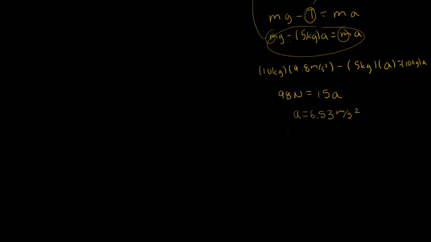So what we can do is get the equation that we wrote out earlier right here. We knew the mass, which is 5 kilograms, and now we know the acceleration, so we can solve for T. So the tension equals mass, which is 5 kilograms, times 6.53 meters per second squared. And now we get tension equals 32.65 newtons.